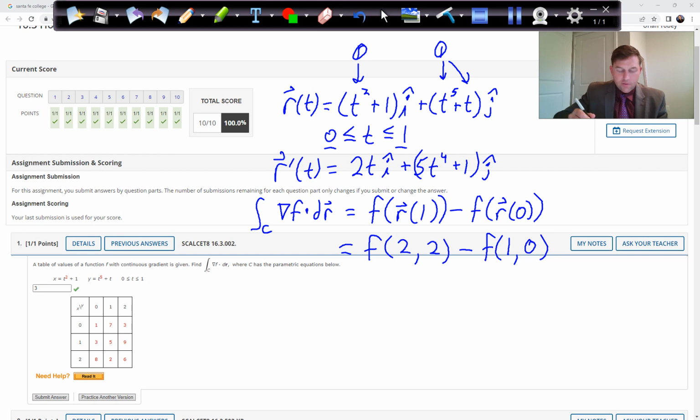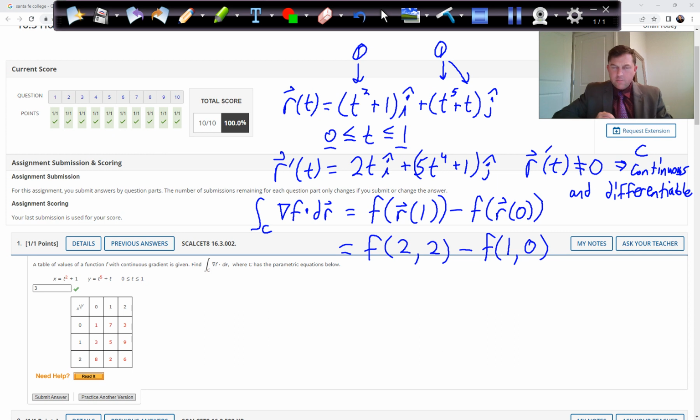Okay, now why did we take this derivative? We took this derivative to see that this thing is not equal to 0. So r prime of t is not equal to 0. And therefore, c, the curve, should be continuous and differentiable. So I might have misspoke earlier. We don't actually plug in r prime into f. We're using the original position vector into f.